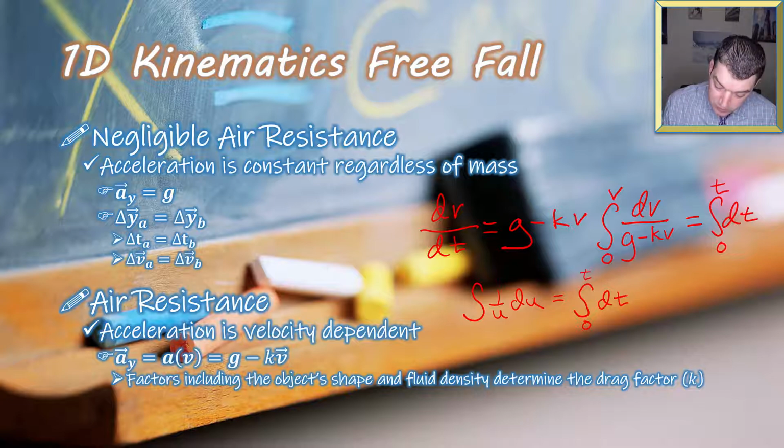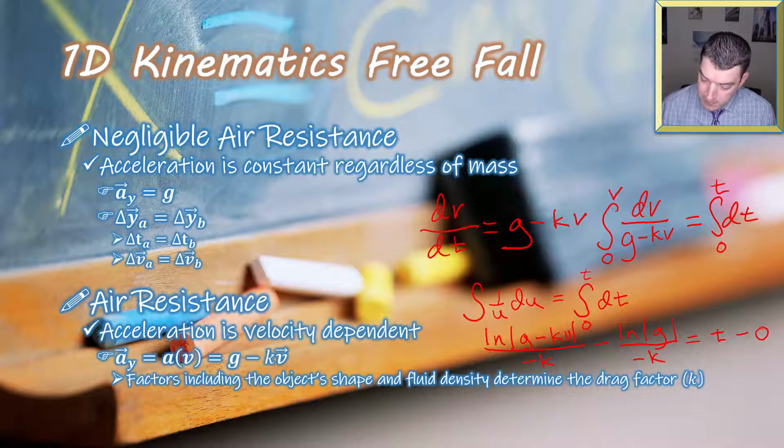That's going to be the natural log of u, which is g minus kv, over the integral of g minus kv, or negative k. And we're going to subtract from that the natural log of g minus k times 0, which ends up being g, over negative k, and that'll equal t minus 0.